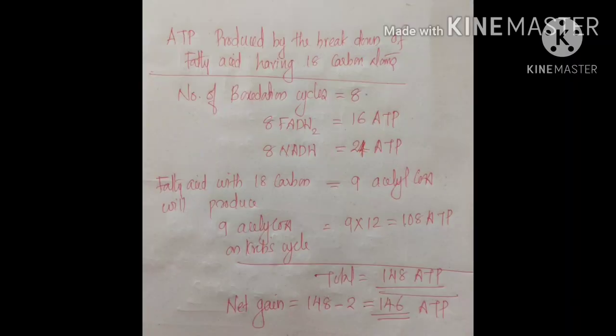I think now you have the basic idea to calculate ATP. So, the ATP produced by the breakdown of a fatty acid having 18 carbon atoms.